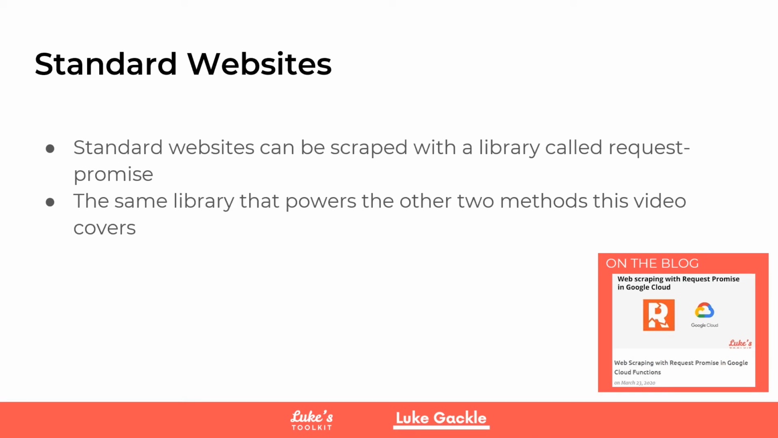Standard websites where content of the page is simply part of the HTML can be scraped using a library in Node.js called Request Promise. This is a very popular library for requesting web resources and is widely used. This is also the same library that powers the other 2 web scraping methods. You can find the guide to setting up this method on the Luke's Toolkit blog.